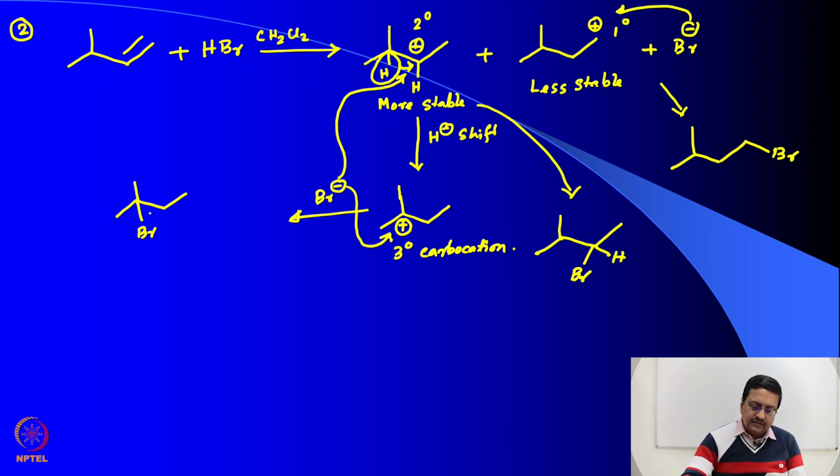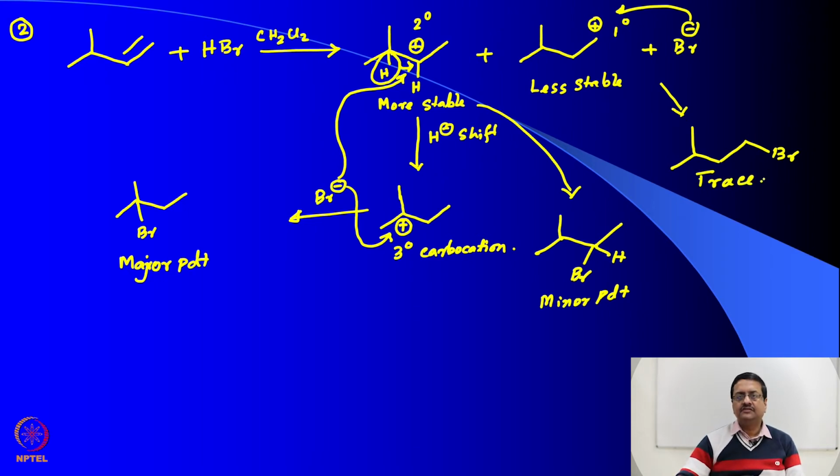So obviously, the 3-degree carbocation is most stable. So this product will be the major product. This product will be a minor product, and this will be trace. So in this reaction, there is the possibility of having 3 different compounds as products.